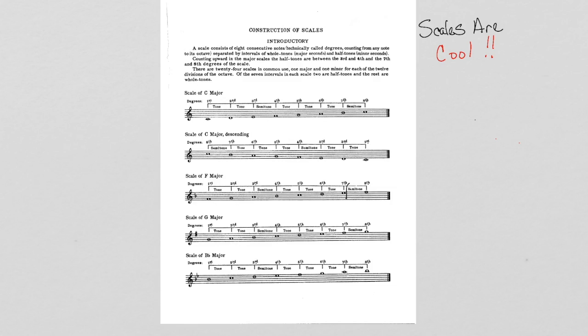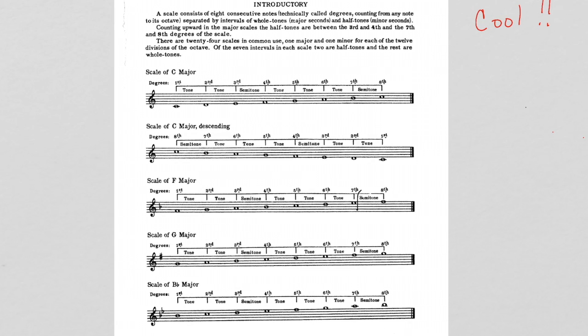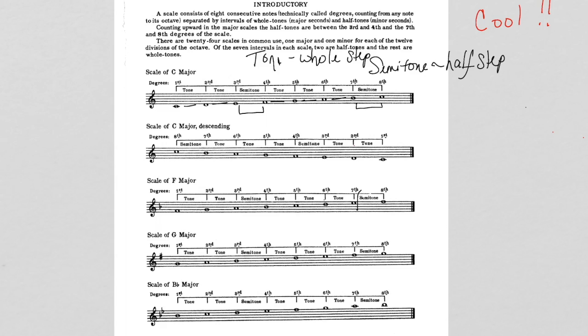If I zoom in just a little bit, and we take the C major scale that's at the top, the word tone in this particular case is referring to a whole step. The word semitone is referring to a half step. And if you notice, we're dealing with a whole step, whole step, and I'll put this in a bracket, a half step, whole step, whole step, whole step, and half step.